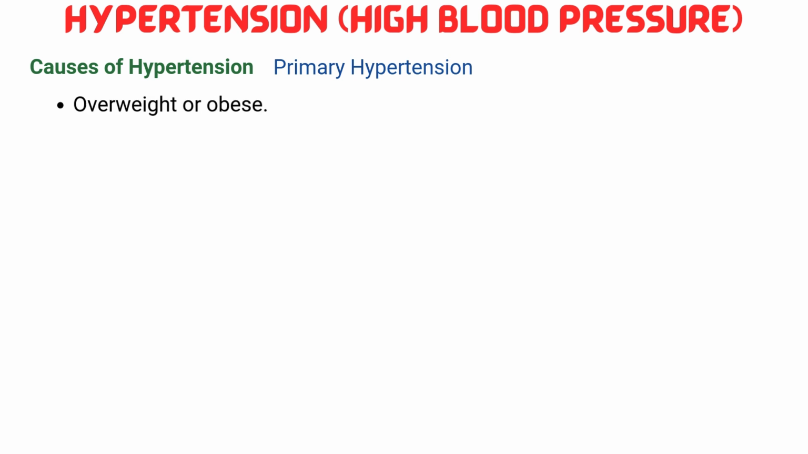Being overweight or obese. Extra weight impacts the heart and blood vessels. For example, it can cause high cholesterol. Risk increases with central abdominal obesity. Weight gain increases the frequency of hypertension.